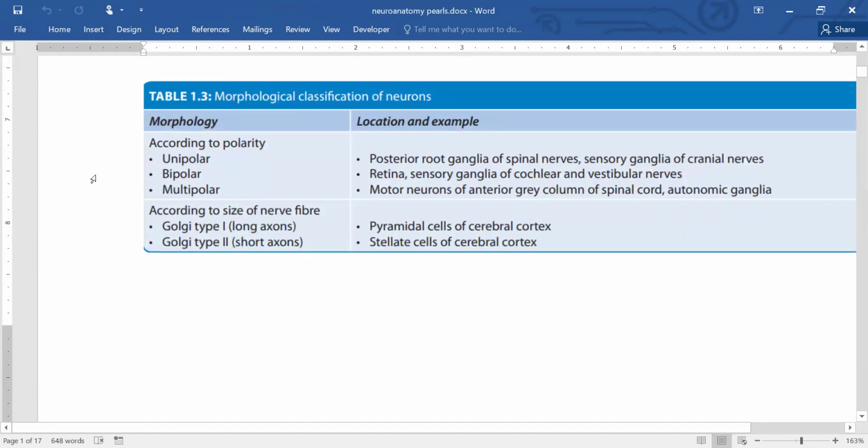So an MCQ can come that the unipolar neurons are present in the, and multiple options will be given, that is the retina, sensory ganglia of cochlea, sensory ganglia of vestibular nerve, and pyramidal cells and posterior root ganglia of spinal nerves. So the correct answer is the posterior root ganglia.